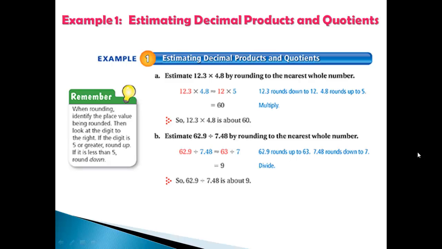First, let's look at the Remember box. When rounding, identify the place value being rounded. Then look at the digit to the right. If the digit is 5 or greater, round up. If it is less than 5, round down.